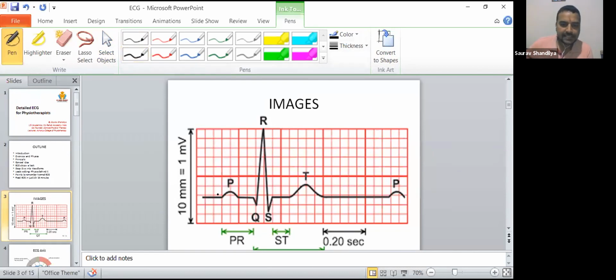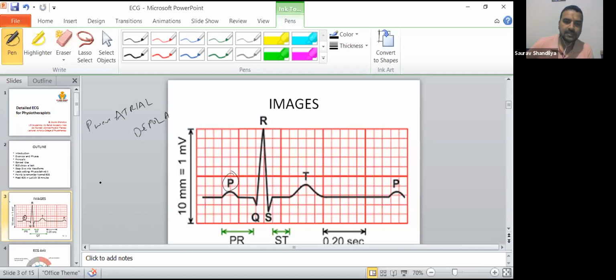See, this is the P wave. P wave is nothing but atrial depolarization, right? Then you have a QRS complex. That is what? Ventricular depolarization, right? Then you have a T wave. That is what? It is the ventricular repolarization.